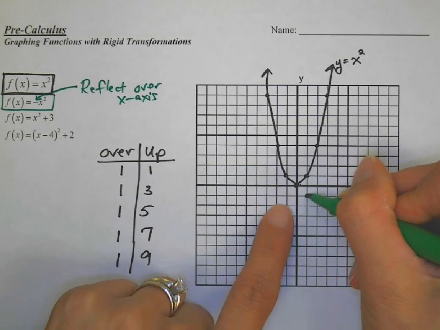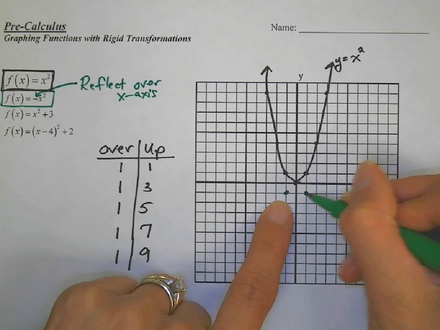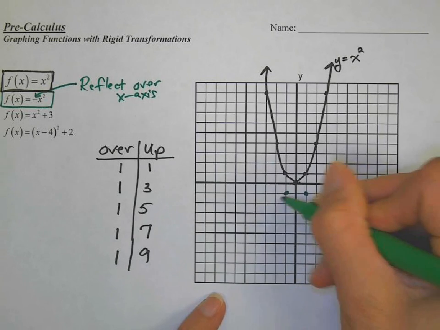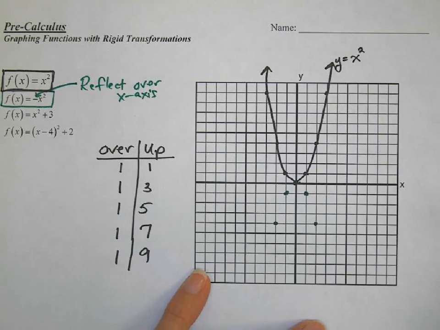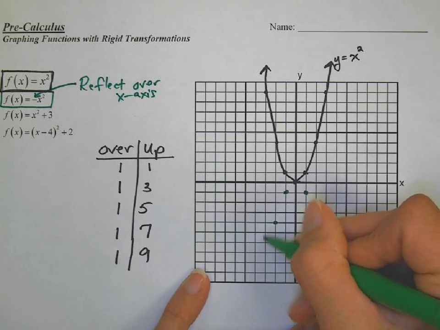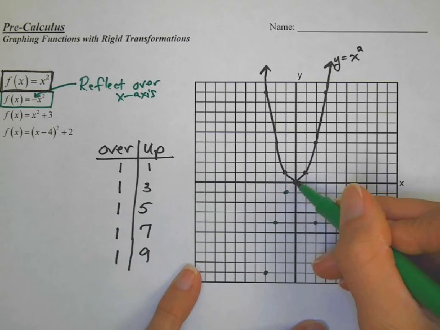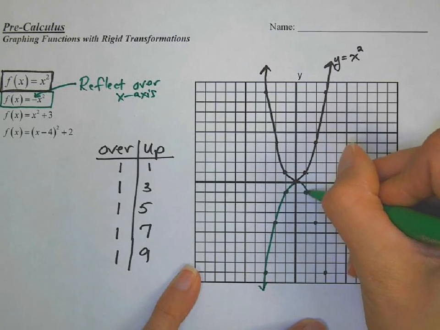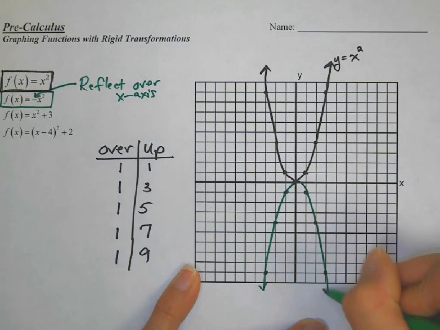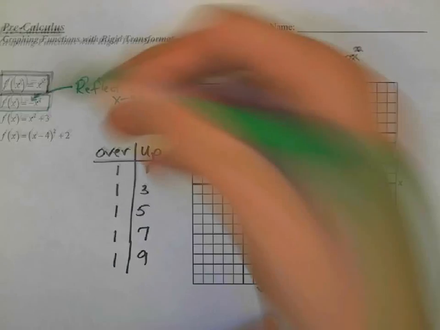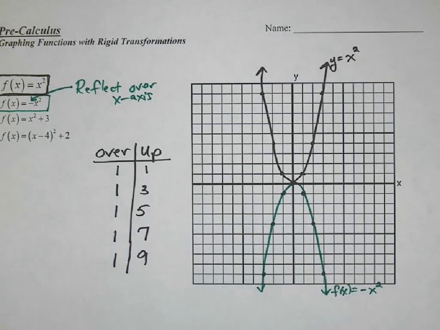So here we go. Over 1, down 1. Over 1, down 1, 2, 3. A point on the right, a point on the left. Over 1, down 5. Over 1, down 5. Since I've color-coded them, I don't really have to label them, but if you'd like to be extra specific, you can go ahead and say that this is f of x being negative x squared. But the green pen goes with the green one.